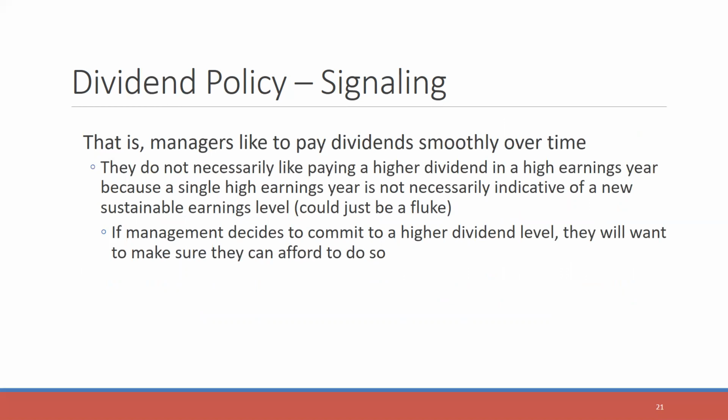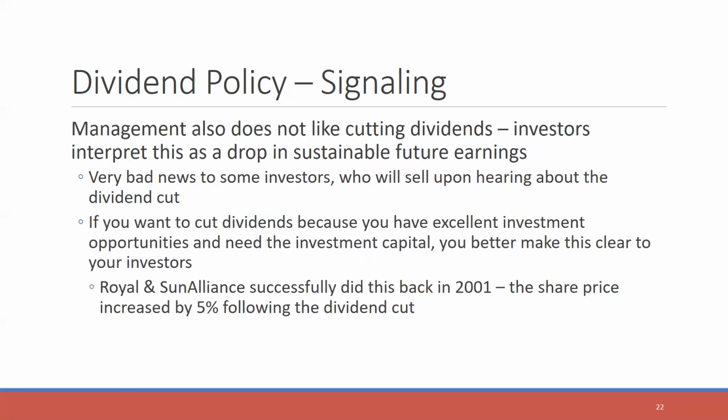Managers like to pay dividends that are smooth over time. They don't necessarily like paying a higher dividend with a higher earnings year because a single earnings year is not necessarily indicative of a new sustainable level of earnings. It could just be a fluke. So just because you had a good year doesn't mean you want to pay a bigger dividend unless it's your special dividend, because if you increase that dividend, at some point you may have to cut it, which you never want to do.